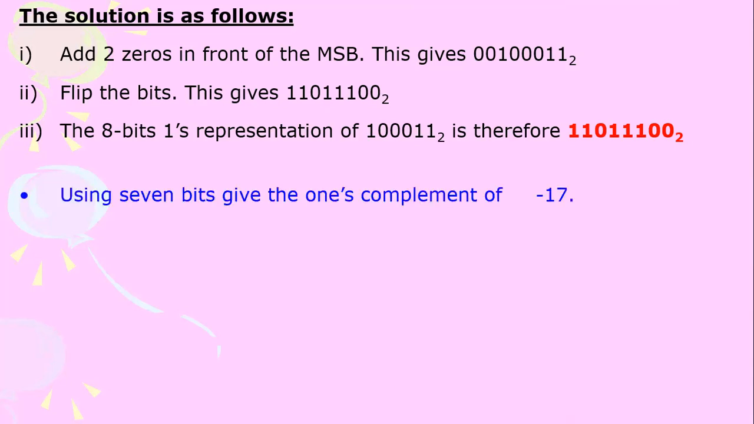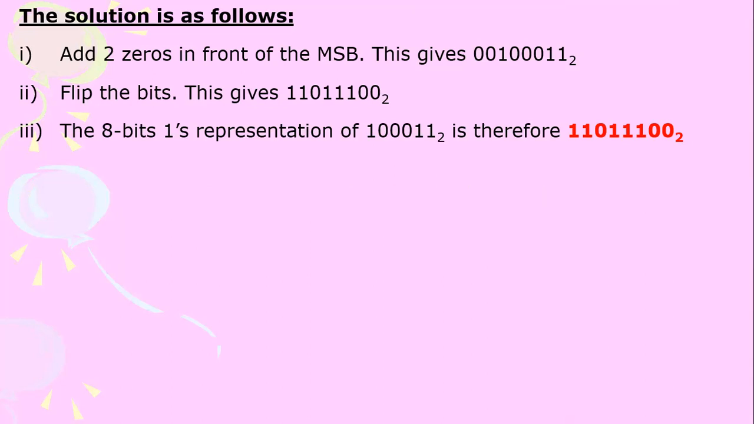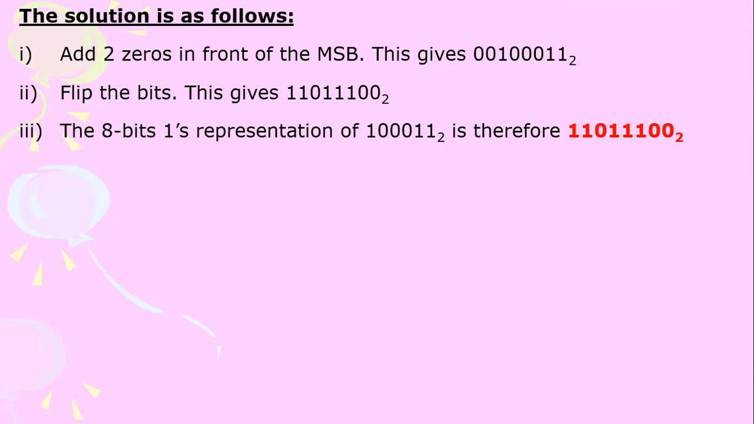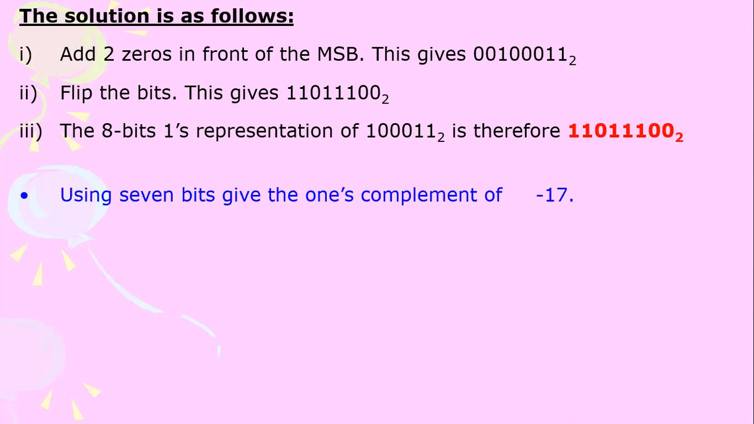So at the end of the day, we can say that the ones complement of our number becomes 1, 1, 0, 1, 1, 1, 0, 0 binary. Let's now look at another question.